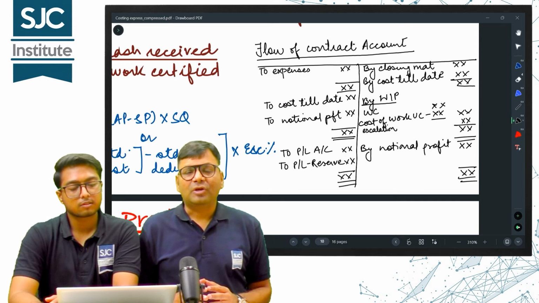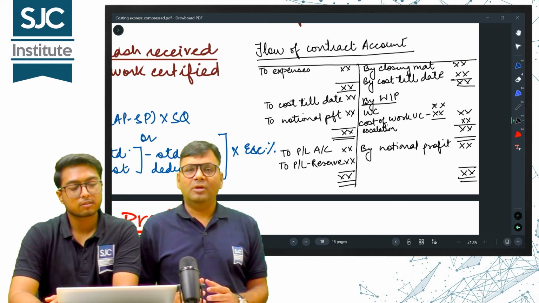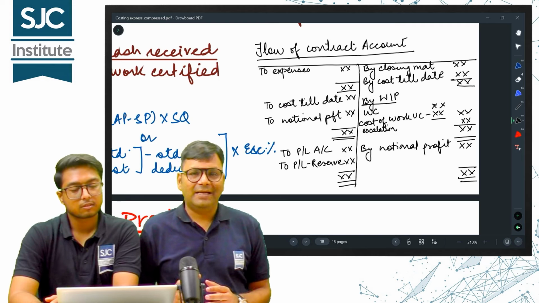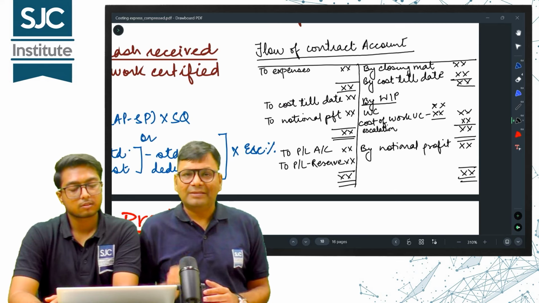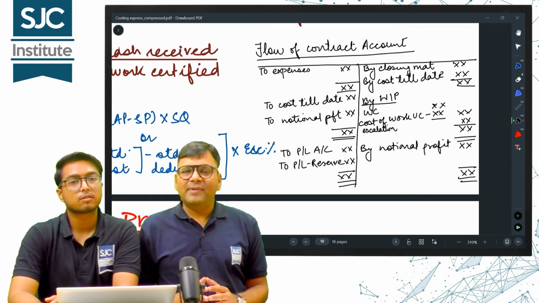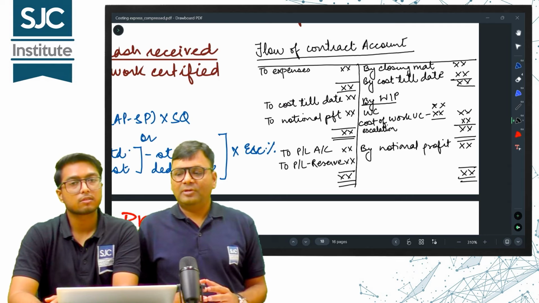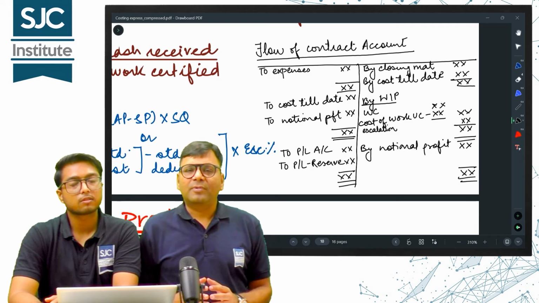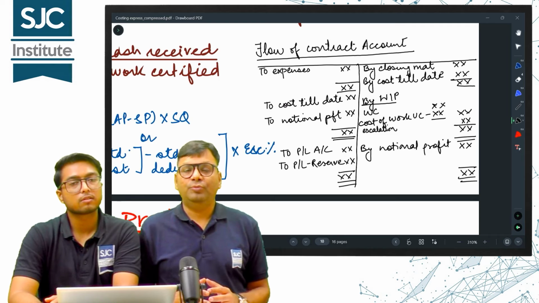If there is any kind of insurance claim realization from those abnormal losses, then you deduct that insurance claim from the abnormal loss to find out the net abnormal loss, and that also is debited on net basis to your company's PL. Remember, even if you are following estimated profit concept, the contract account flow does not change. It still remains the same. Estimated profit concept only changes the way you are calculating the profit to be transferred to PL, not the contract account.